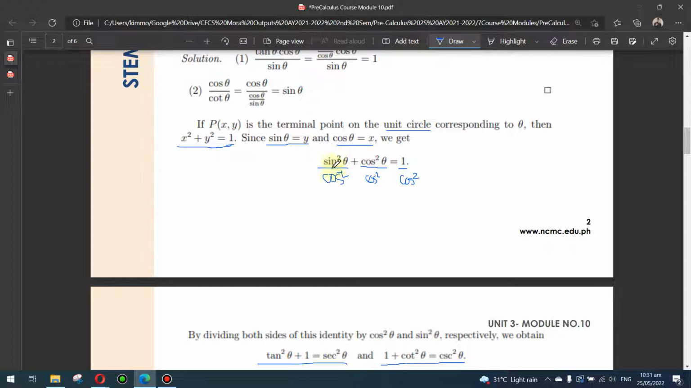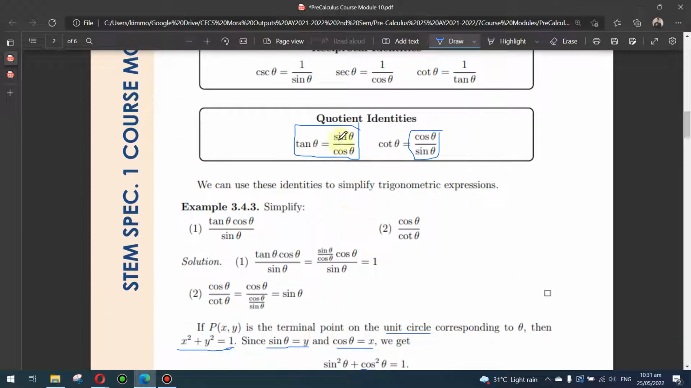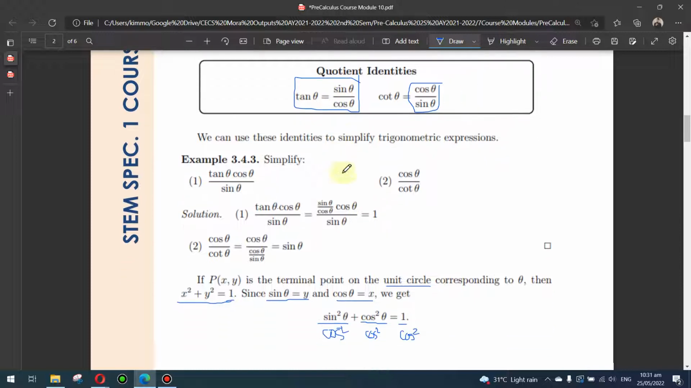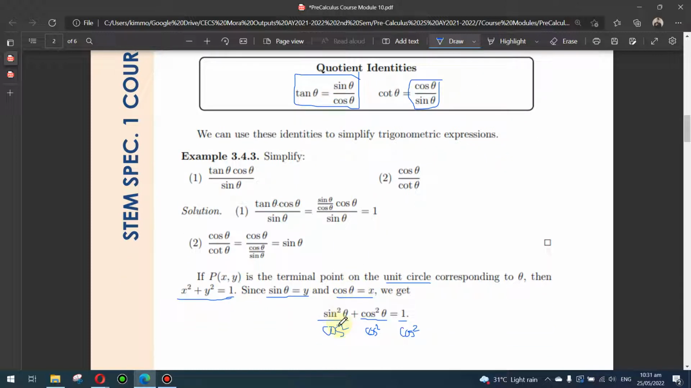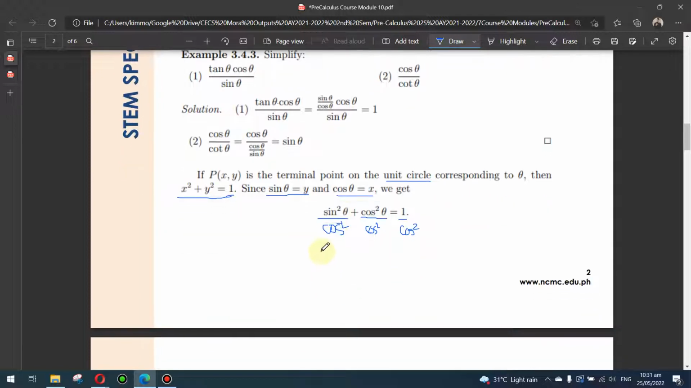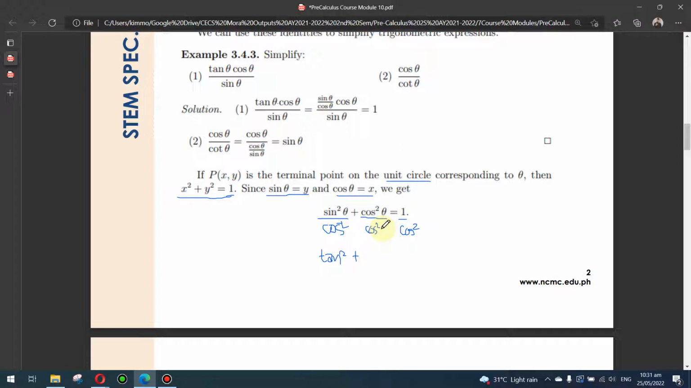So sine squared over cosine squared, what happens here? Quotient identity. Sine over cosine is equal to tangent. So this becomes tangent squared plus this is cosine squared over cosine squared. What is the answer here? What is cosine squared divided by cosine squared?